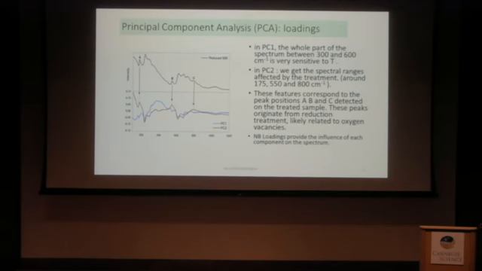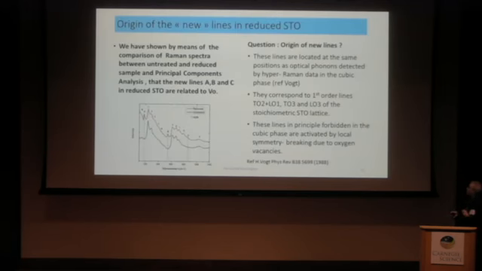PC2 is the effect of reduction. So these peaks in red correspond to the parts of the spectrum which are affected by the reduction. You can see that these ranges nearly correspond to the new lines A, B, and C derived from the comparison between untreated and reduced sample. That means that we have shown, by means of the comparison and principal component analysis, that the new lines A, B, and C are related to oxygen vacancy.